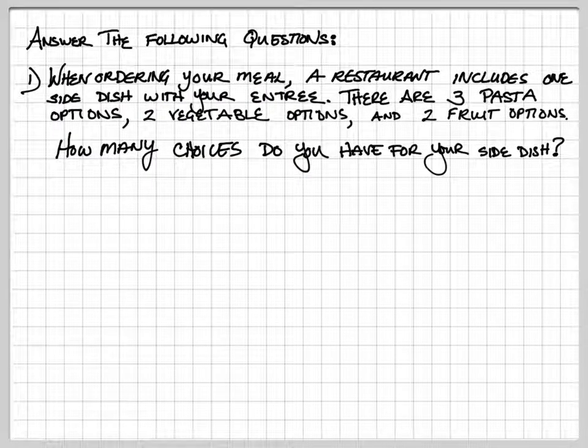So here's the first question. When ordering a meal at a restaurant, you get a choice of one side dish with your entree. The side dishes include 3 pasta options, 2 vegetable options, and a fruit option. So how many choices do you have for your side dish? Think about it for a minute. Write your answer down. Pause this if you need to think longer, and then come back for your answer.